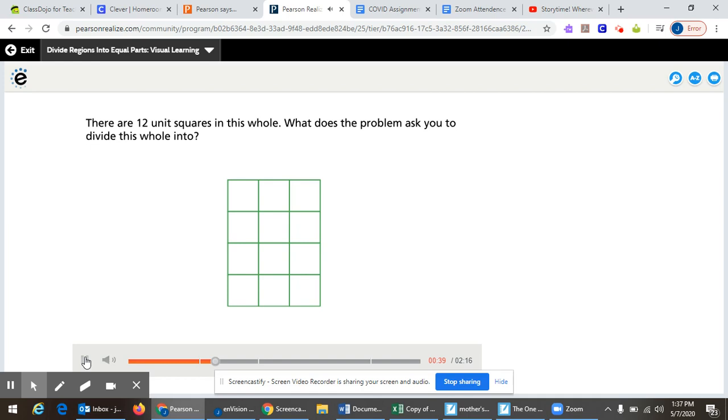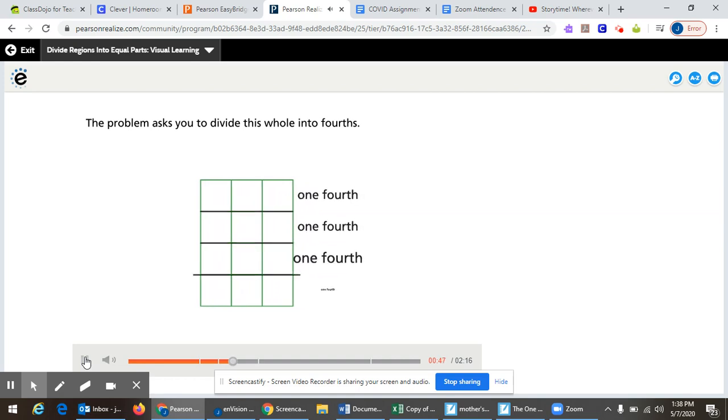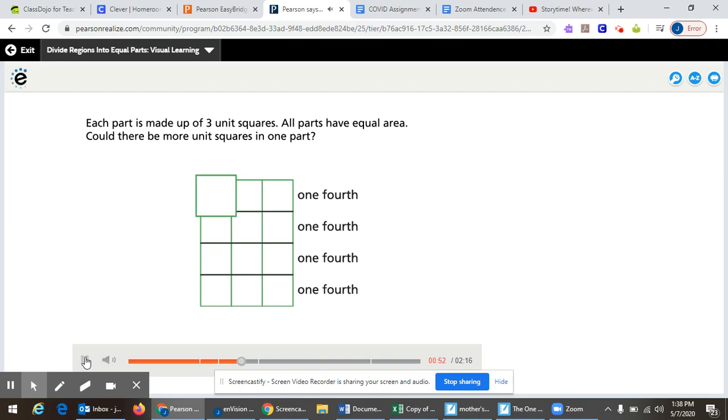What does the problem ask you to divide this whole into? Think about what was your denominator. That's letting you know how many parts of your whole that you have. The problem asks you to divide this whole into fourths. Each part is made up of 3 unit squares. All parts have equal area.